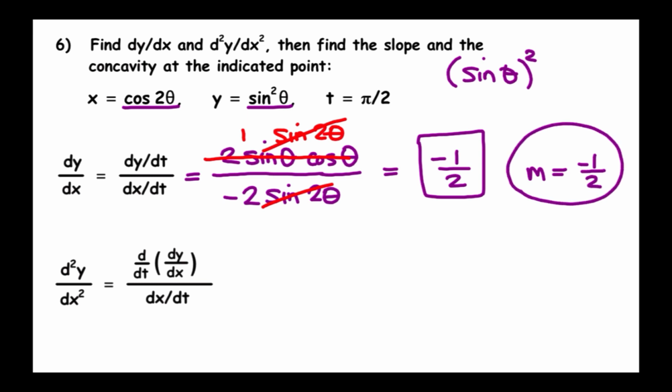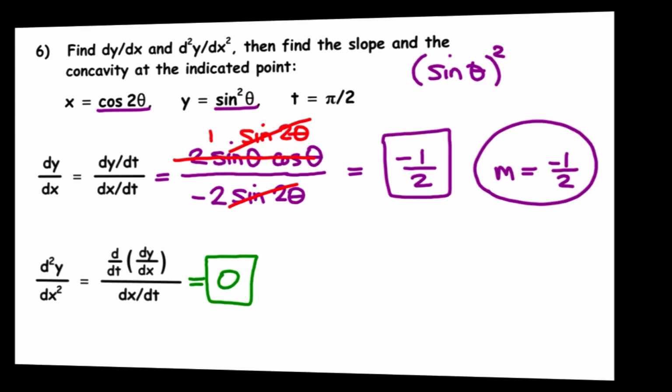And heck, if the first derivative is a constant, negative 1/2, the second derivative is 0. And so that's super easy, which means as far as the concavity goes, it's neither concave up nor concave down. The original parametric equation happens to be linear.